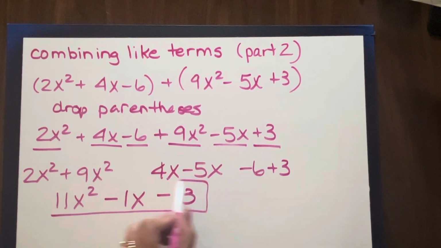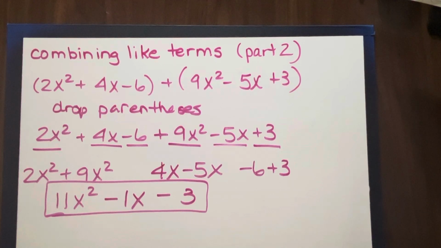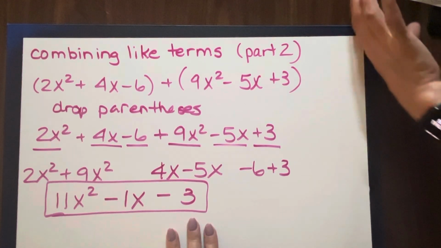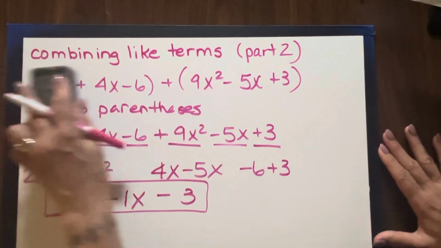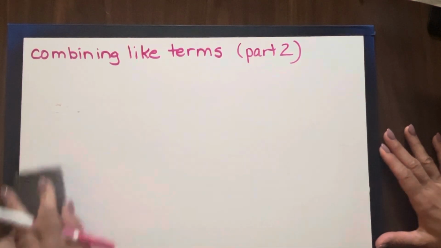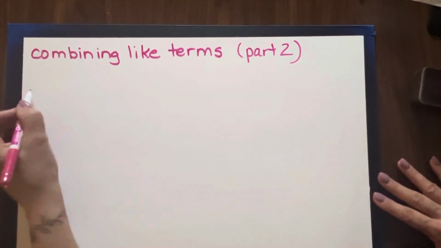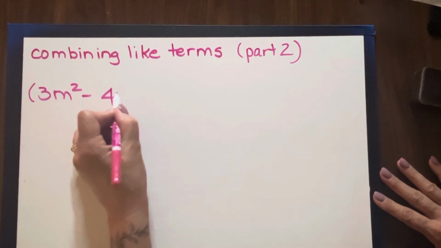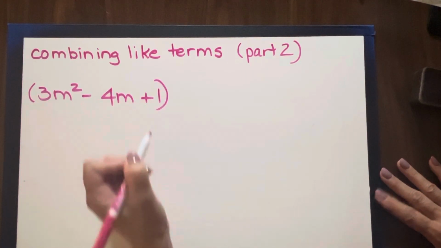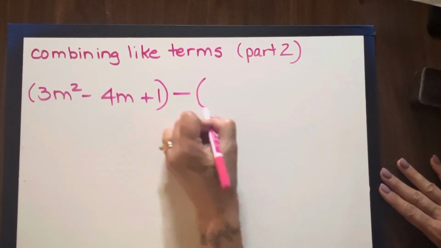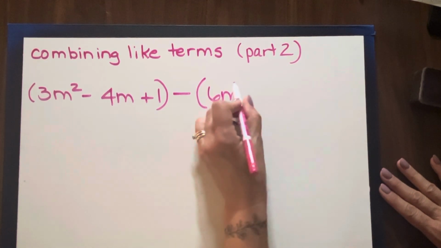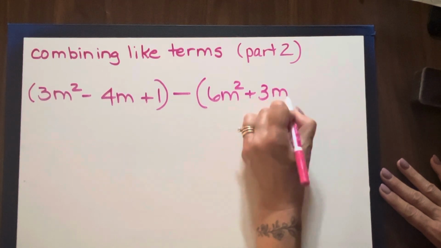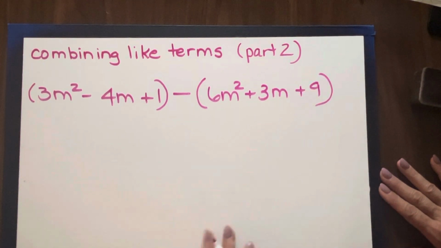So here's my final expression after I've added these terms together and combined everything together. 11x squared minus 1x minus 3. Okay, we're going to try one more. And this one's going to be with subtraction. I'm going to change up the variable too. So 3m squared minus 4m plus 1, and then a minus and another set of parentheses. 6m squared plus 3m plus 9.